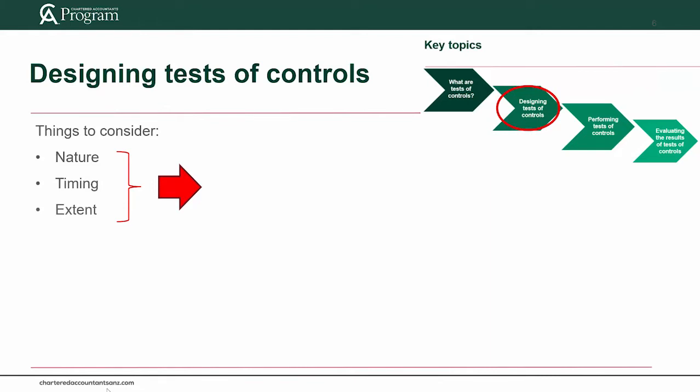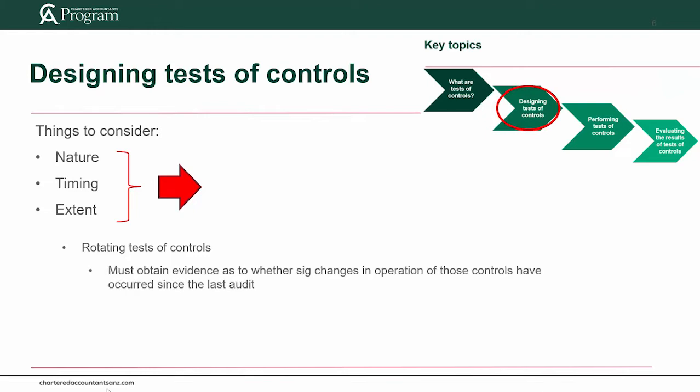And finally, the extent, which is how many. Is it testing a sample or the full population? In practice, auditors may even place reliance on prior period controls testing. This is also known as rotating tests of controls. This can only be done in the following situations.